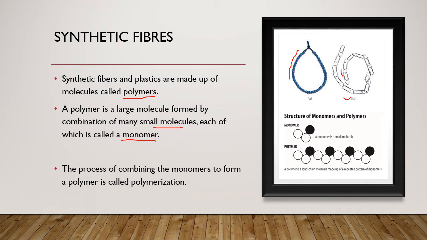Now see the next diagram. This is a monomer of 3 molecules like this. This monomer, when joined together, forms a polymer. The process of combining the monomers to form polymer is called polymerization.